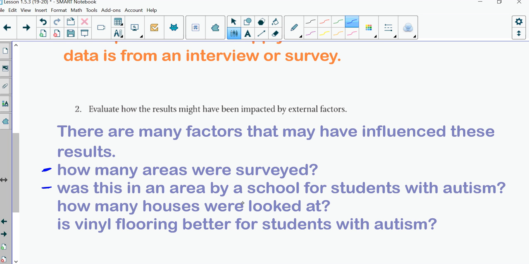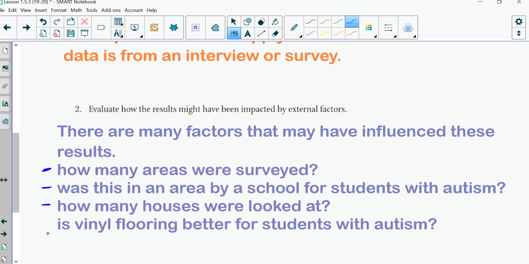How many houses were looked at? Were there 5 that were looked at and 3 out of the 5 had children with autism? Were there 100? Were there 5,000? Were there 10,000? Was there a million? The more that you look at, the more accurate or reliable your statistic is. So that's one of the best questions you can always ask: how many?